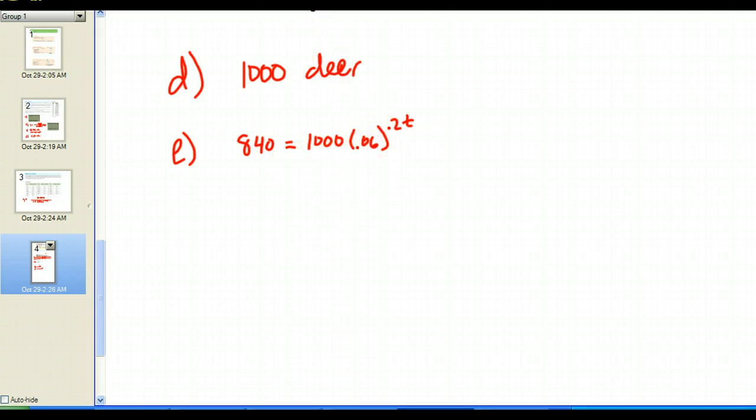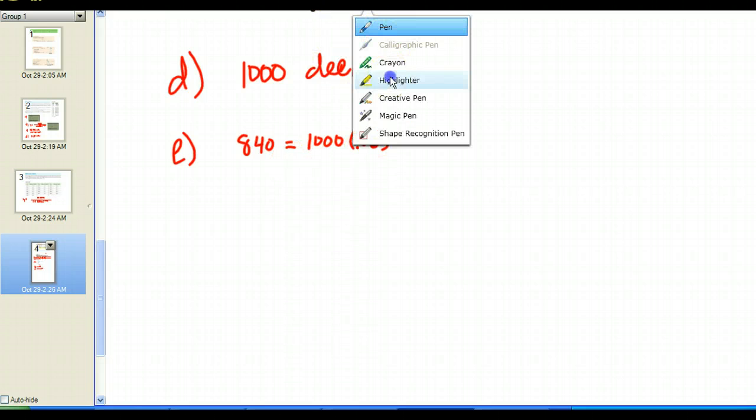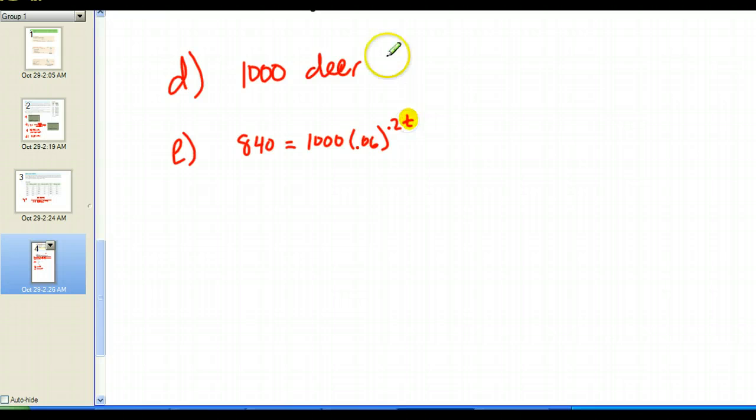Alright, and what are we doing? We're solving this thing for t. So, first thing we're going to need to do is isolate the exponential part. Remember, this is like an exponential function now. So we're going to isolate the exponential part, so we need to divide away the 1,000.